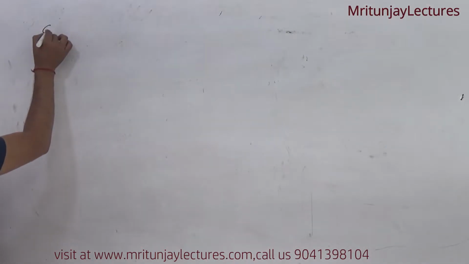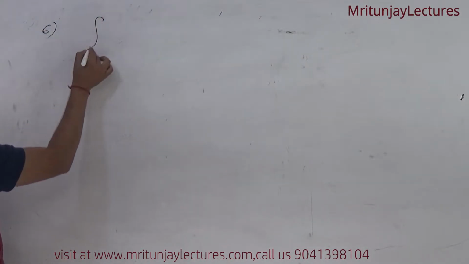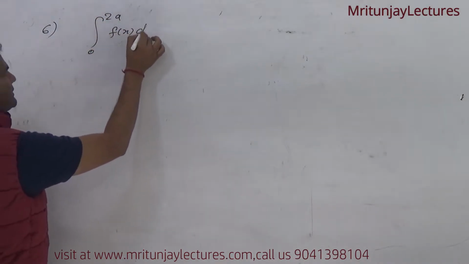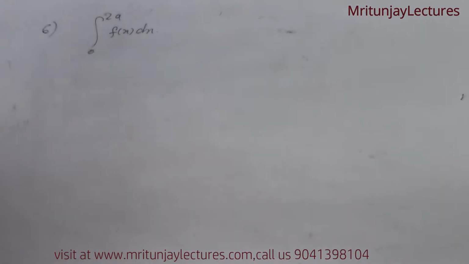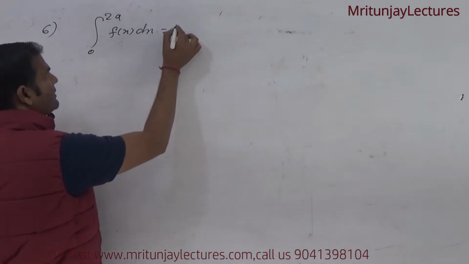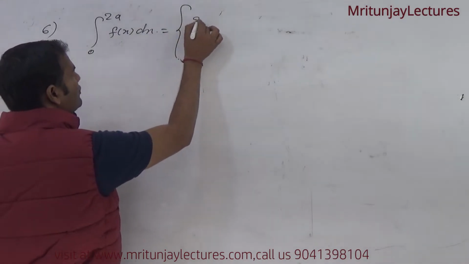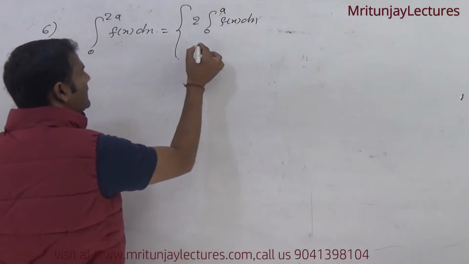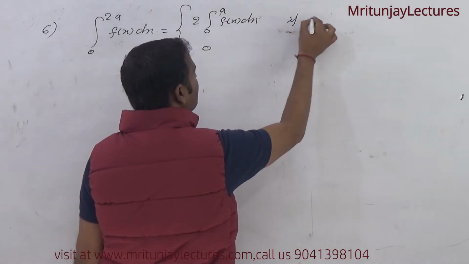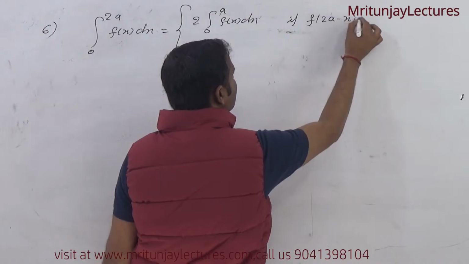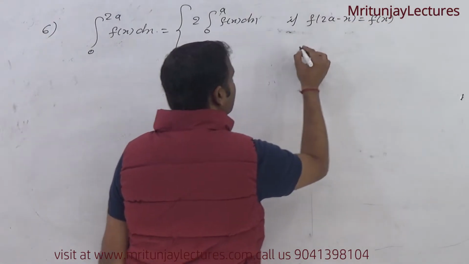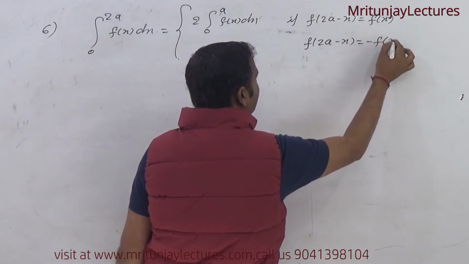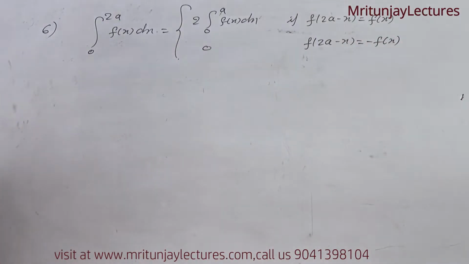Now the sixth property: integral from 0 to 2a of f of x dx. Okay, it is also written as 2 times the integral from 0 to a of f of x dx, and 0. Here, if f of 2a minus x is equal to f of x, then it is 2 times; otherwise, if f of 2a minus x is equal to minus f of x, it is 0.